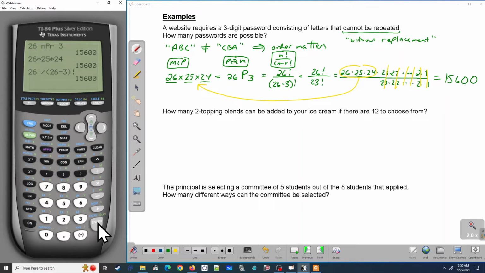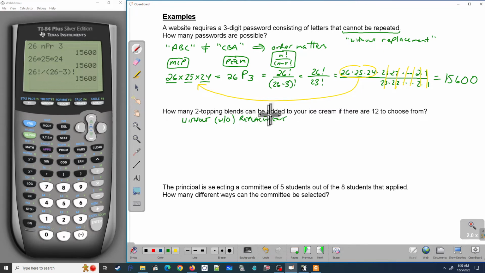Let's look to our second problem. How many 2 topping blends can be added to your ice cream if there are 12 to choose from? Okay. Well, if you're going to have 2 different toppings, once you choose it, it will be without replacement. And just for future reference, I'm going to use the abbreviation WO for without replacement.